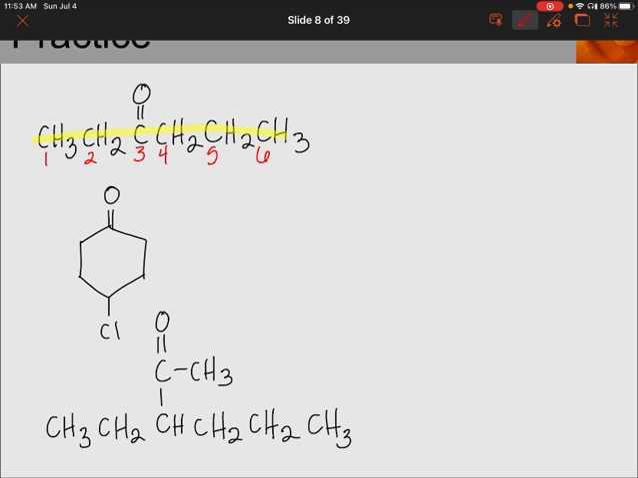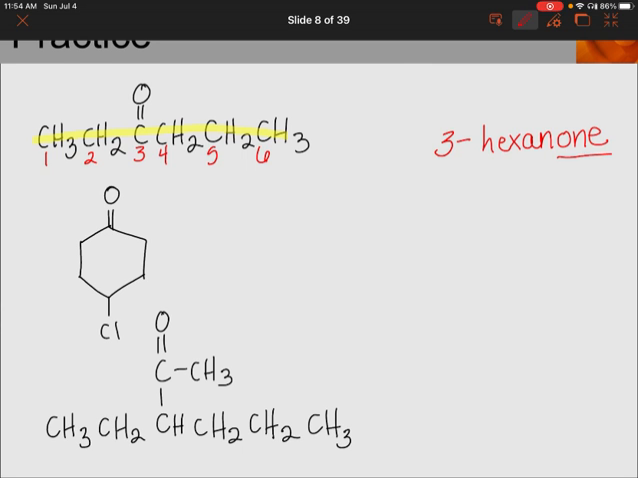Now overall we have 6 carbons, so if this was an alkane we would call that hexane, but because we have a ketone in the chain, this becomes hexanone, O-N-E. And then we want to make sure to indicate where the ketone exists, or where the carbonyl group exists. So it's at position 3, so this is called 3-hexanone.